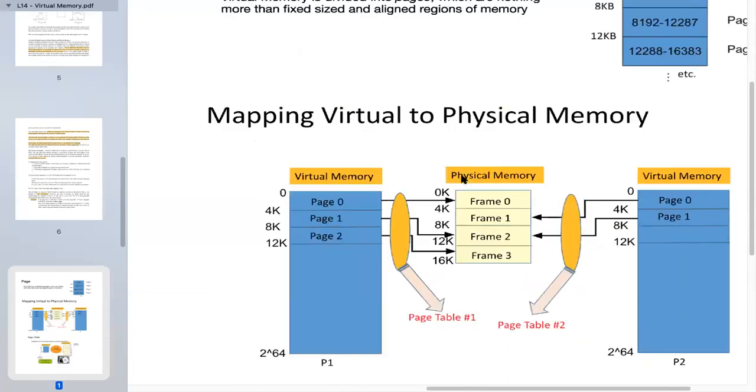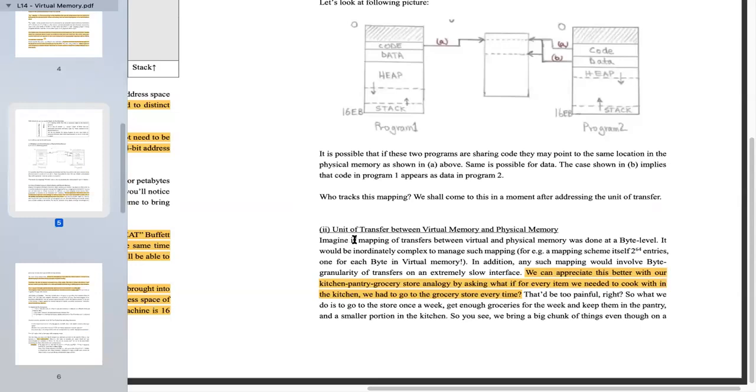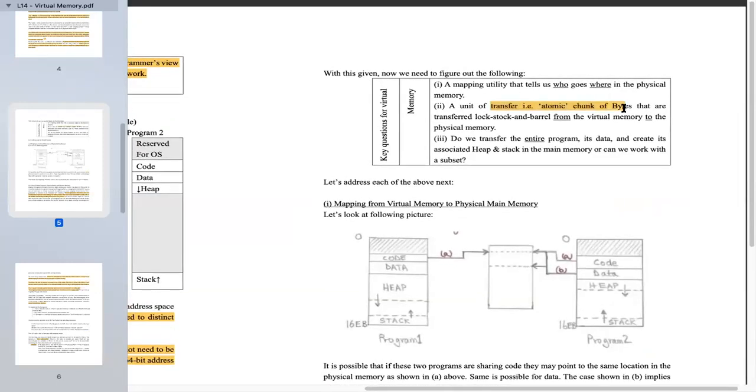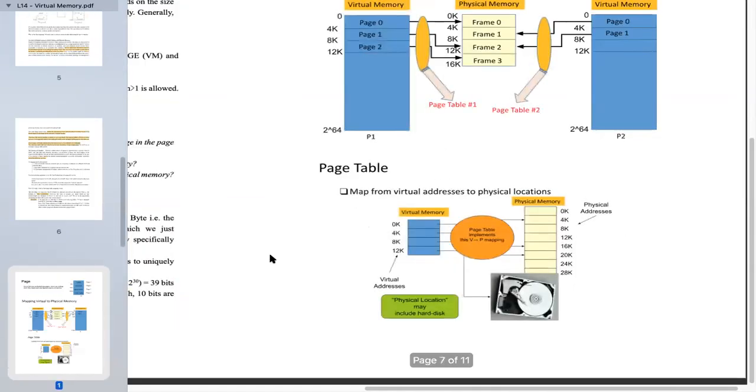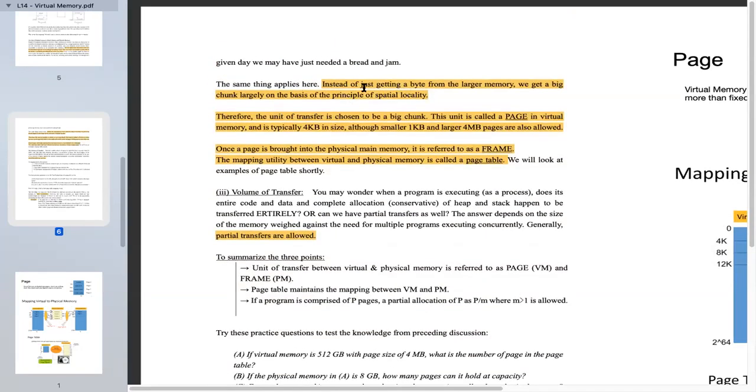Right. So let me just show you some pictures, and then we can discuss it more in the next class. The big thing is how this virtual memory is organized. I'm going to discuss those concepts. Now, remember, we were talking about whether we want to transfer one byte of data from the VM to the physical memory, or whether we can talk in terms of chunks. Well, we will talk in terms of chunks. So instead of getting a byte from the larger memory, we get a big chunk, largely on the basis of spatial locality, right? Therefore, the unit of transfer is chosen to be a big chunk, and this is called a page in virtual memory, and it is typically 4 KB in size.